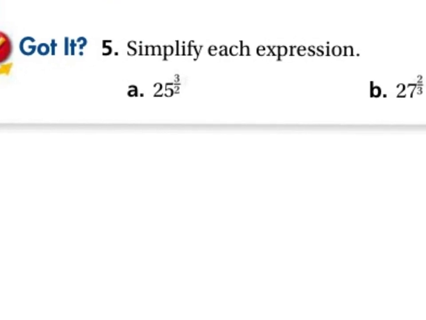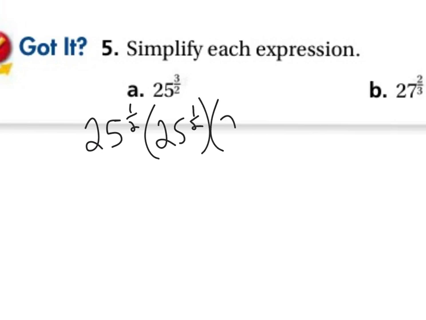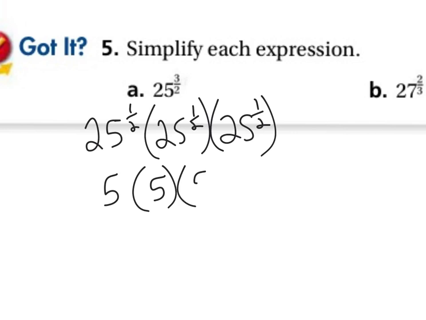For part A, 25 to the 3/2, this is very similar to what we've been looking at. So we could say 25 to the 1/2 times 25 to the 1/2 times 25 to the 1/2. That's like the square root of 25, which is 5. Square root of 25 is 5. Square root of 25 is 5. Multiply, and it's 125.